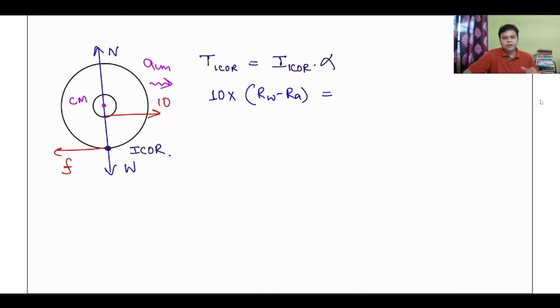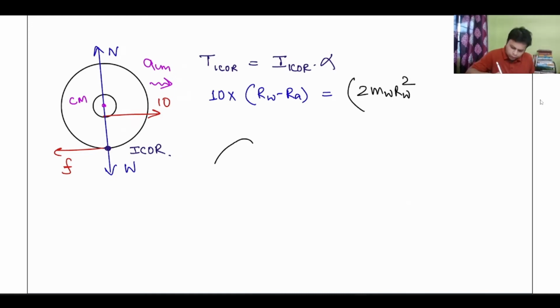So now if you take the rim, or say the wheel, the moment of inertia of the ring about center of mass is mr square. About ICOR it is mr square plus mr square, that is 2 mr square. So 2 mass of wheel, radius of wheel square. I hope you got it.